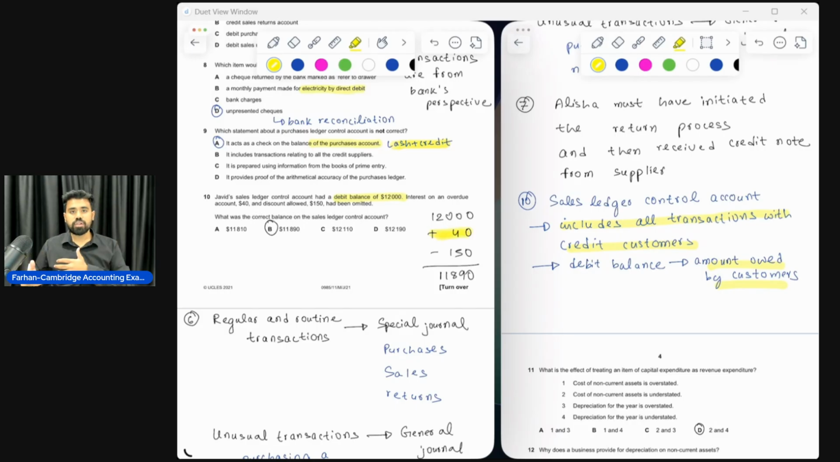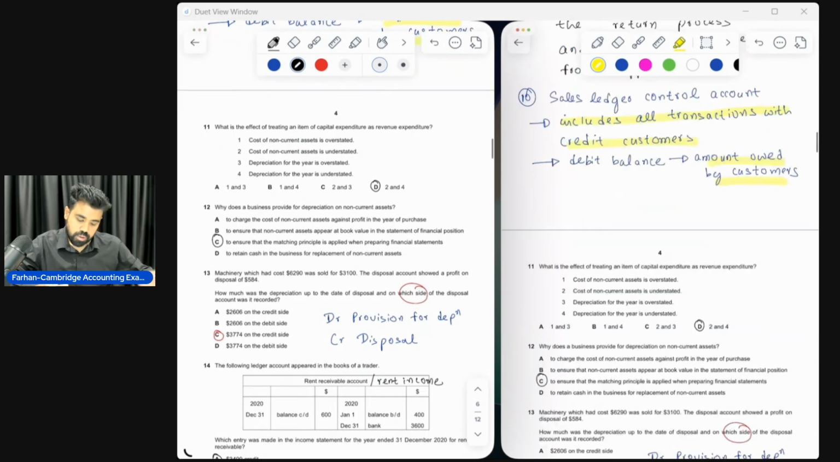What about discount allowed? So discount allowed is a cash discount that the business incurs when the customer makes a payment, mainly for prompt payment. If a customer has made a payment by the due date, then we are very generous and we allow them a discount allowed. Therefore, this is going to decrease the amount owed by the customers and therefore is subtracted, $11,150. So that leaves us with a correct balance of $11,890, which is therefore option B. Okay. All right. Now let's go to number 11.